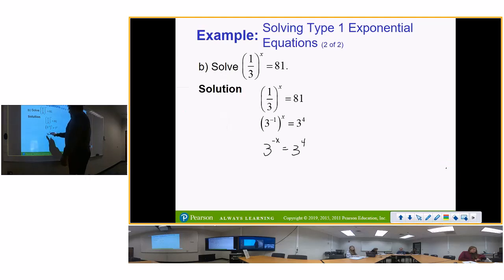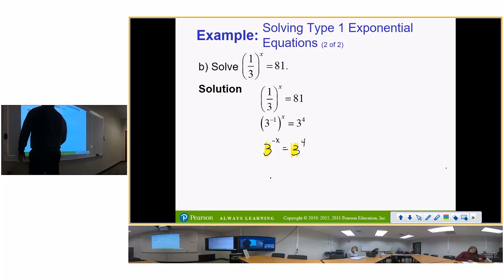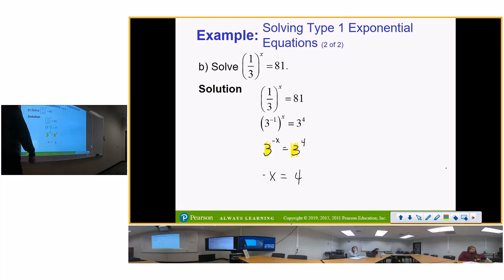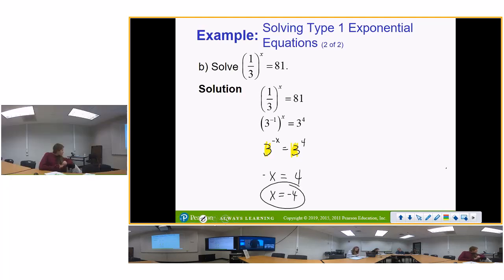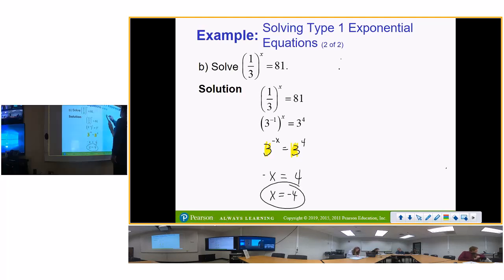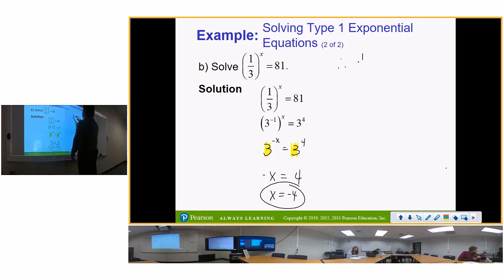And what are these? The same what? Bases. So the exponents are what to each other? Equal. And what is x? -4. So therefore, 1/3 to the -4th power is equal to 81.